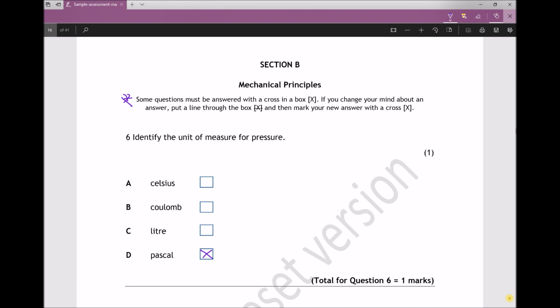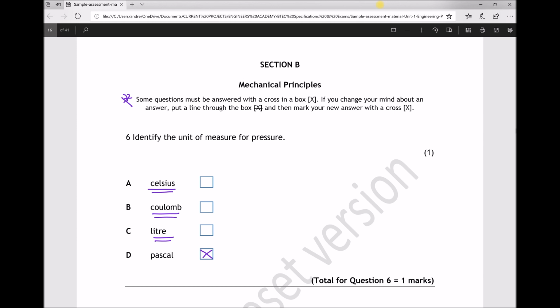We know that Celsius is a measure of temperature. And hopefully from your studies of electrical engineering, you know that coulombs are a measure of charge. If you don't know that, you probably are aware that they're more involved with electrical engineering rather than mechanical engineering. And a litre, hopefully we're all familiar with as a measure of volume. So the only answer that can be correct there is pascals, which are actually the standard international units of pressure as well as stress.